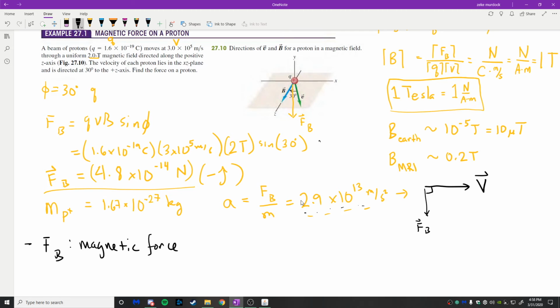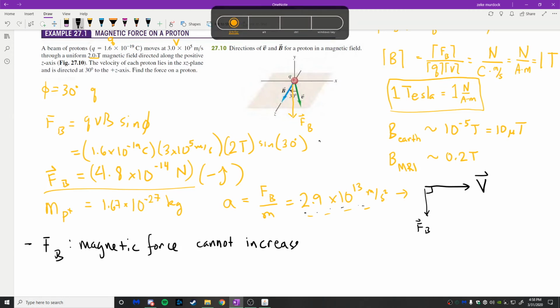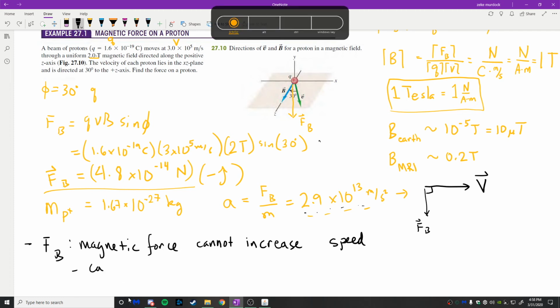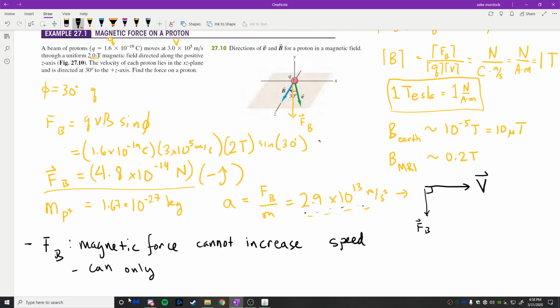I'm going to go even farther to say that the magnetic force cannot, it's not possible, increase the size of the velocity, so I'll say speed. It can't increase the speed. It can only change direction. It can only change the direction of the velocity, right?